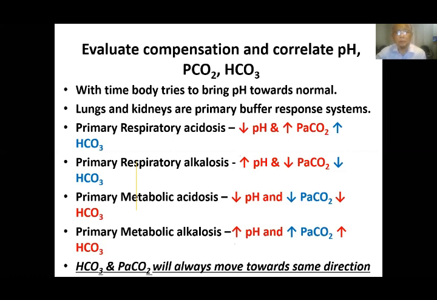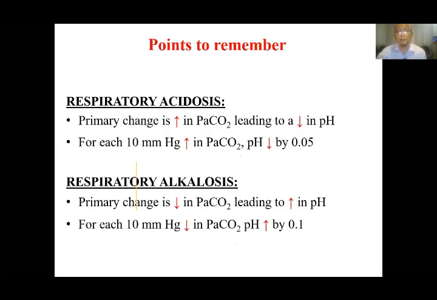In case of primary metabolic acidosis, pH and PCO2 will be moved in the same direction, that is, it will be less, and bicarbonate will also be less. In case of primary metabolic alkalosis, pH and PCO2 will be in the same direction as well as bicarbonate in the same direction. So bicarbonate and PCO2 will always move in the same direction. If you can remember this thing, you can easily interpret in which condition it is.